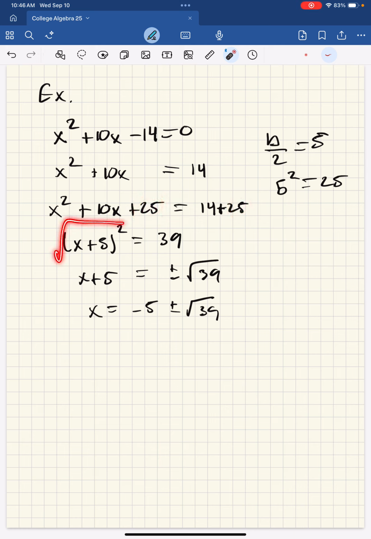Then we apply the square root technique. So square root both sides. Square root's going to cancel out the quantity squared. So on the left, we'll have x plus 5. On the right, we'll have plus or minus root 39. Isolate x to get the answer.